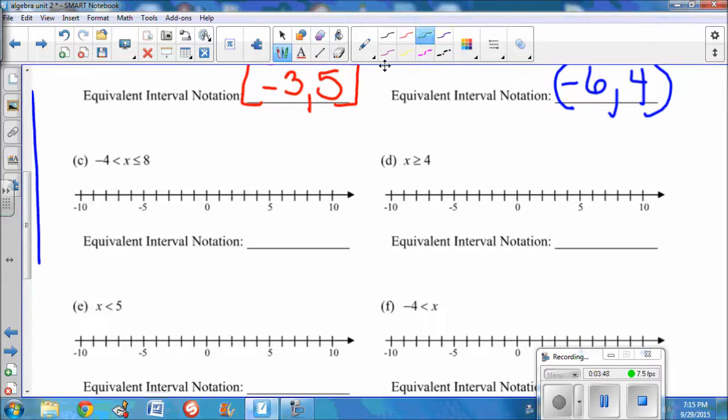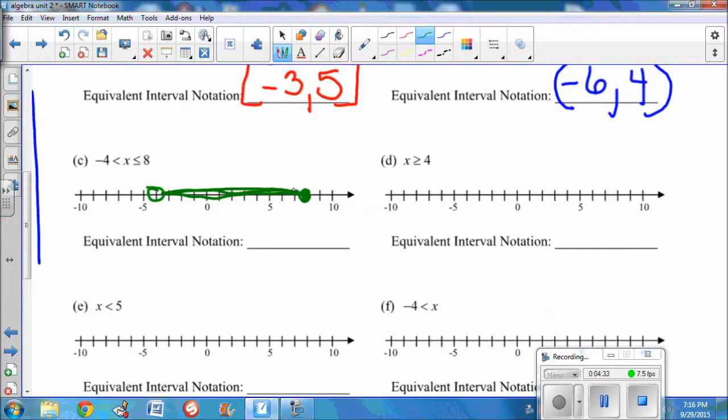So let's look at C. -4 is less than x, which is less than or equal to 8. Now think about how I say this each time, just so you're comfortable with reading that inequality notation. You'd say -4 is less than x, which is less than or equal to 8. My starting point is at -4, but it doesn't include -4 because there's not an equal sign there, all the way up to and including 8. 5, 6, 7, 8, right there, and it does include 8. And we're going to include everything in between.